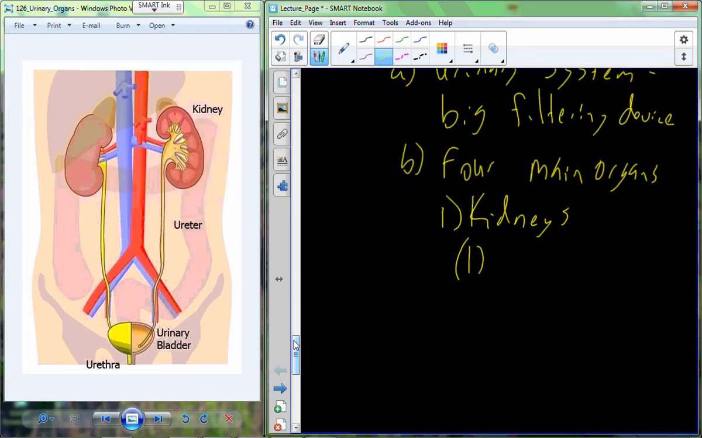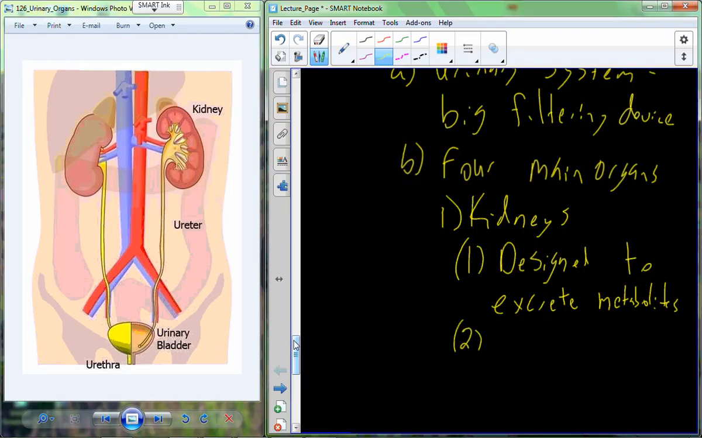We're going to start out with the kidneys, and what we'll do here is we'll actually take the kidney and go right through it. It's like a cross section. We're going to look at the internal, what I'm going to call macro and micro anatomy of the kidney, so that we can really see how urine is going to be produced, or how we begin to produce urine. So the kidneys are designed uniquely to excrete metabolites.